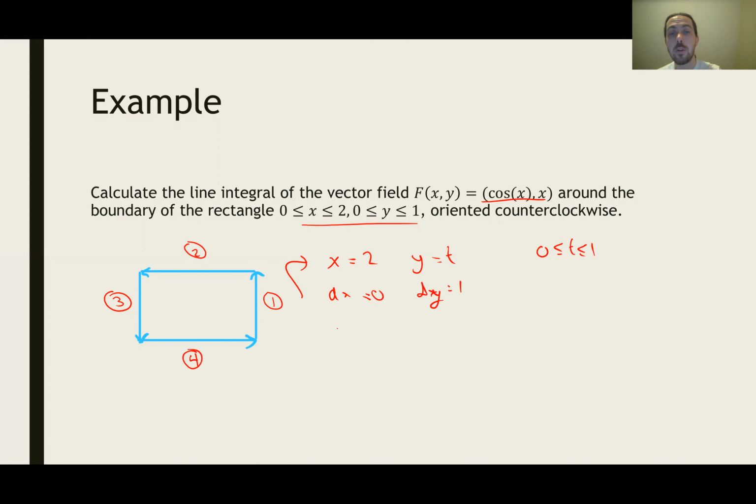And then I would write down the line integral of F · ds. That would be the integral of cos x dx plus x² dy. So I'm sorry, dy is equal to dt. Since x is equal to 2, that becomes the integral of 2 dt from 0 to 1, and that gives us 2. And so this line integral along the right-hand edge would just be 2.